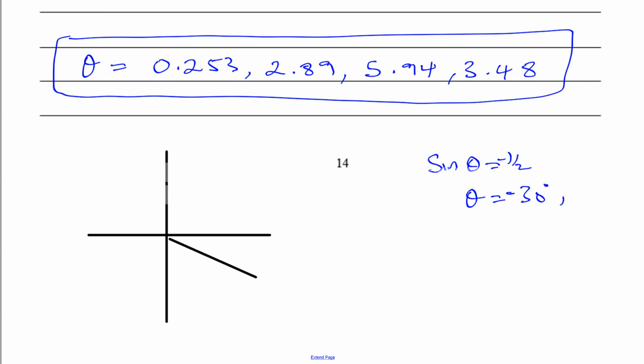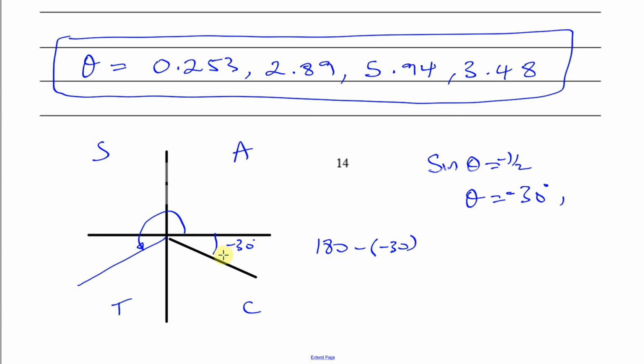Now, we know that sine is positive in these two and is negative in these two. And this is where sine is negative. So I'm looking for the angle over here. If you think about it, if I do 180 minus this angle, I'm going to end up with the angle I need, because it's going to be 180 plus, because that's a negative. You'll end up with 210.